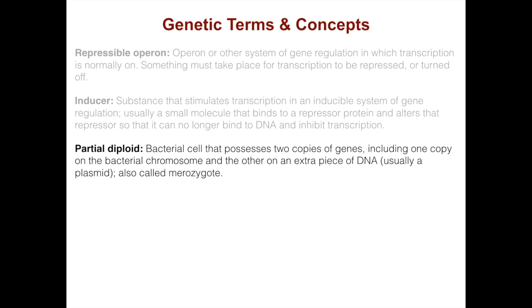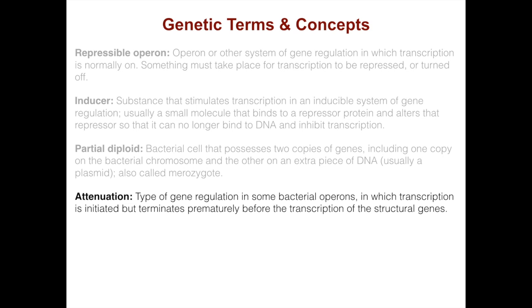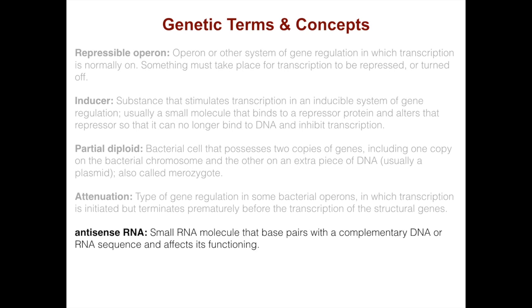Partial diploid: bacterial cell that possesses two copies of genes, including one copy on the bacterial chromosome and one on an extra piece of DNA, usually a plasmid. It's also called a merozygote. Attenuation: a type of gene regulation in some bacterial operons. And this is, we used TRP as an example in today's lecture, in which transcription is initiated but terminates prematurely before the transcription of the structural genes.